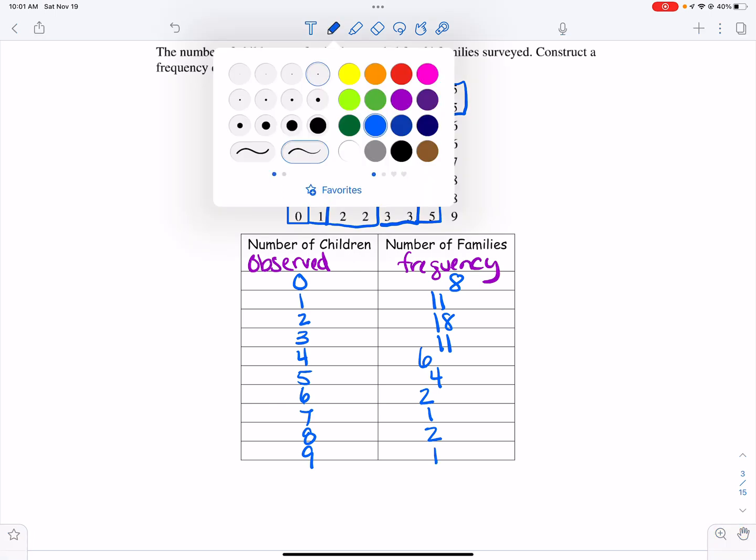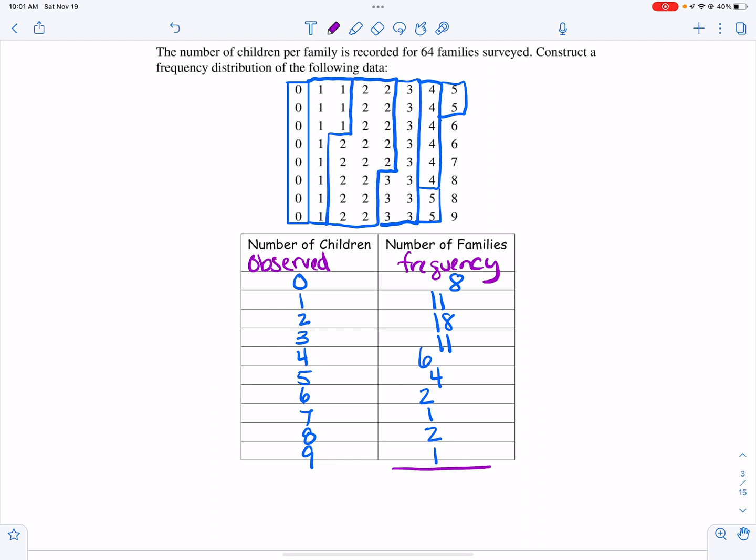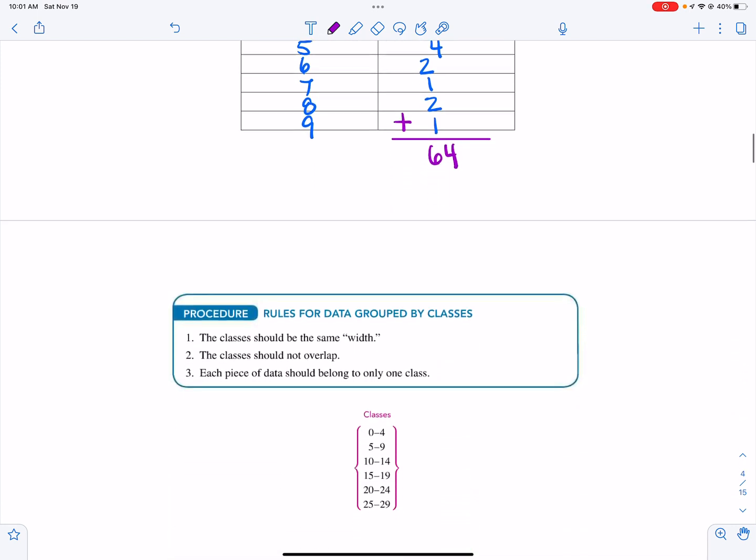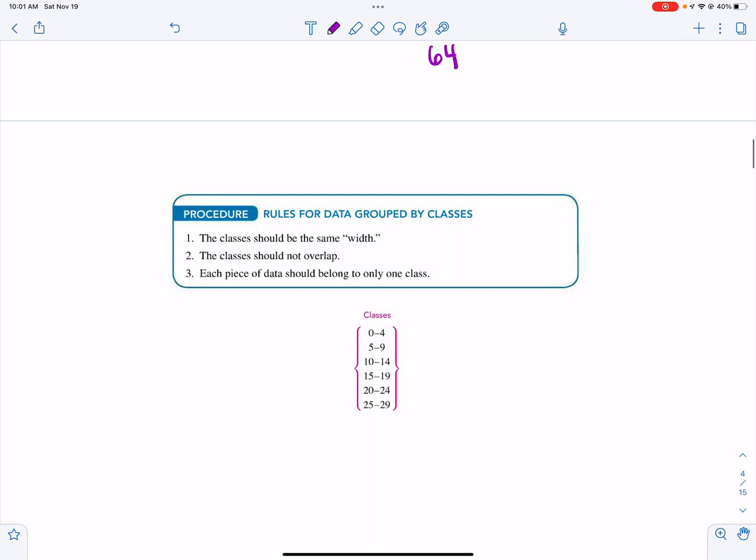And what we want to always make sure is that these frequencies add up to the total number of families that were surveyed and make sure that they add up to 64. And if we do add those up, those should be equal. And we're going to come back to this chart in just a minute, but before we go actually make a graph of this information, we're going to talk about classes. And this is something that you guys are going to have to know how to do.